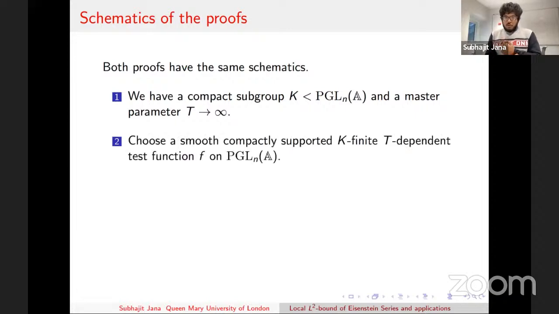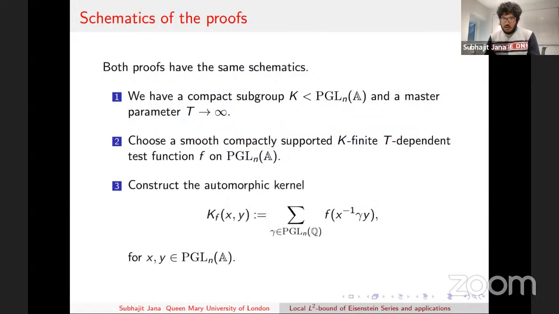Then we choose a test function on PGLNA, a smooth, compactly supported K-finite function, which implicitly depends on T in some sense. Then we construct the automorphic kernel, which is defined by the sum over gamma in PGLN of Q of the quantity f of x inverse gamma y. This is called the automorphic kernel.